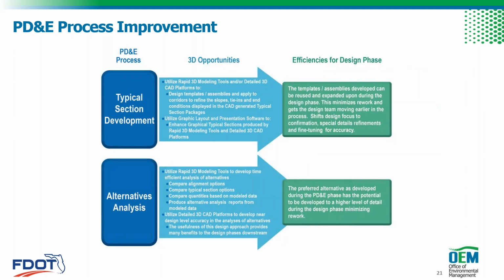Even in our typical section development, what are some of those efficiencies? Let me move on to just the efficiencies here. The templates and assemblies developed can be reused and expanded during the design process, as we were talking about earlier. This gets the design team moving and helps them shift their focus to confirmation. I keep reiterating those points. Let's get some of those decisions made earlier so that the design phase is focused more on refinement and confirmation of the design, not redoing the work.